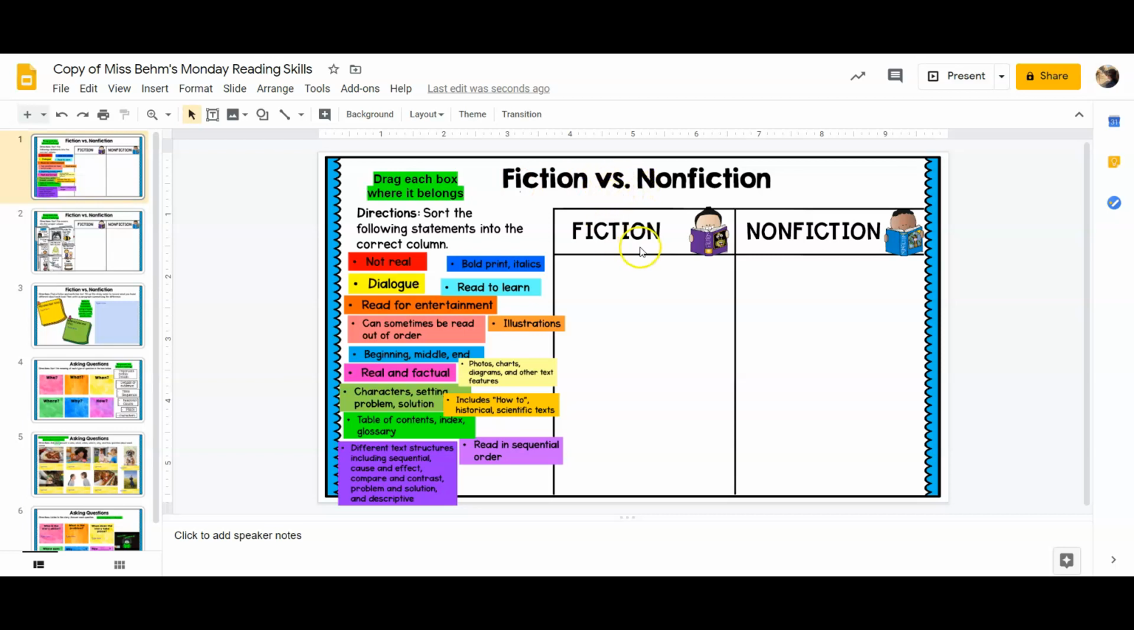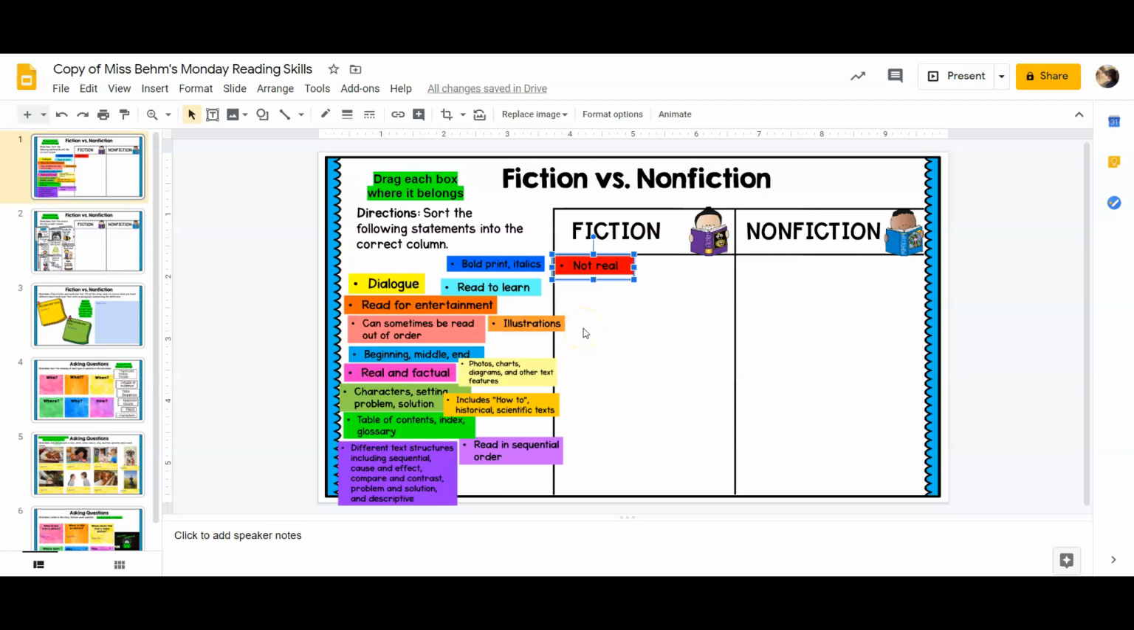So what do we know about fiction? We know fiction, usually you are reading for entertainment. You are thinking about how there are characters, solutions, problems, settings. So sometimes fiction is not real. Sometimes it can have some truth to it, but most of the time, fiction is not real. So I'm going to slide that box over there.